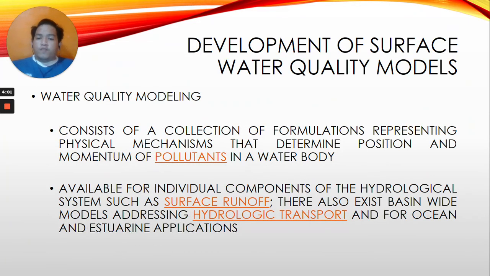It also consists of a collection of formulations representing physical mechanisms that determine the position and momentum of pollutants in a water body, and is also available for individual components of the hydrological system, such as surface runoff. We all know that already. There also exist basin-wide models addressing hydrologic transport, and models for ocean and estuarine applications. So almost all scopes of water bodies are considered in water quality models.